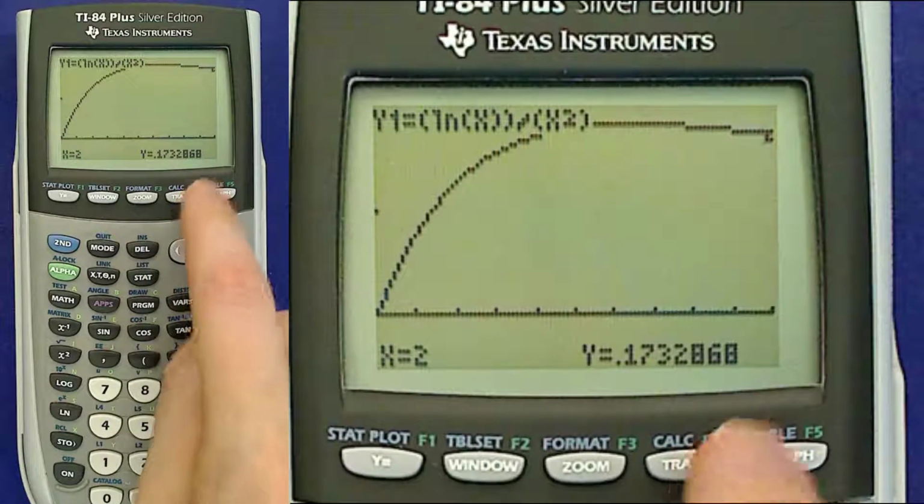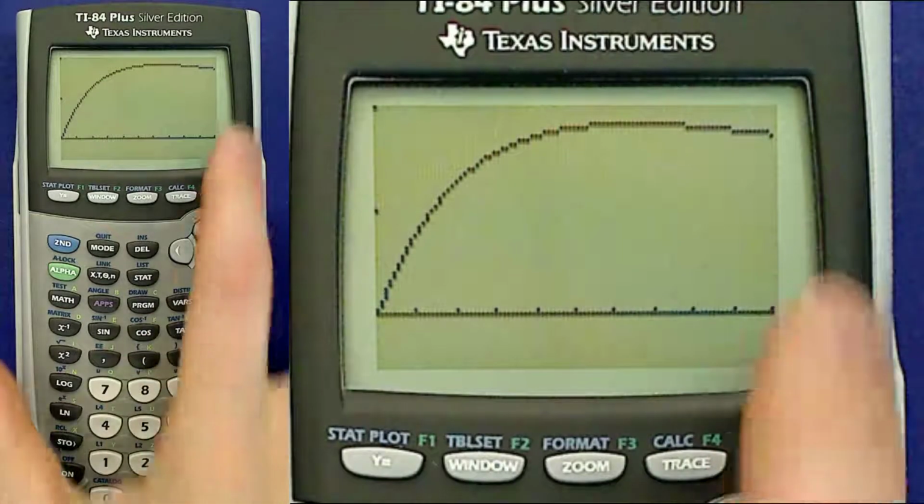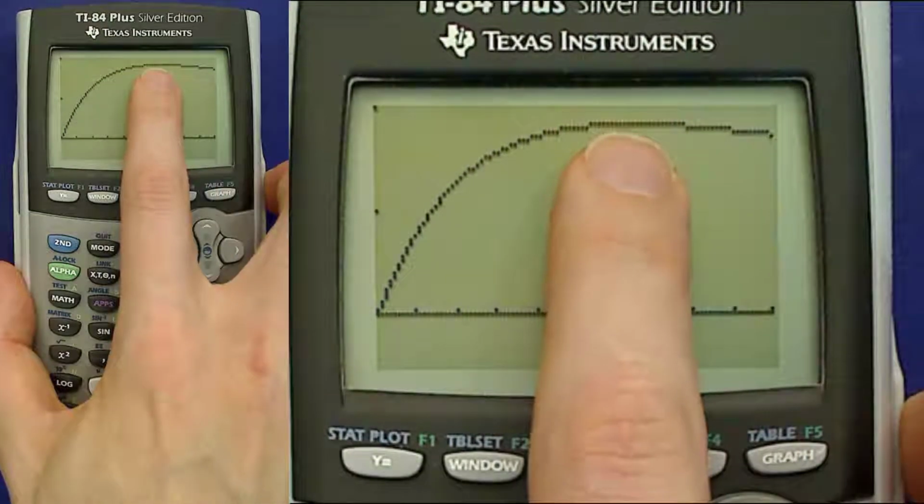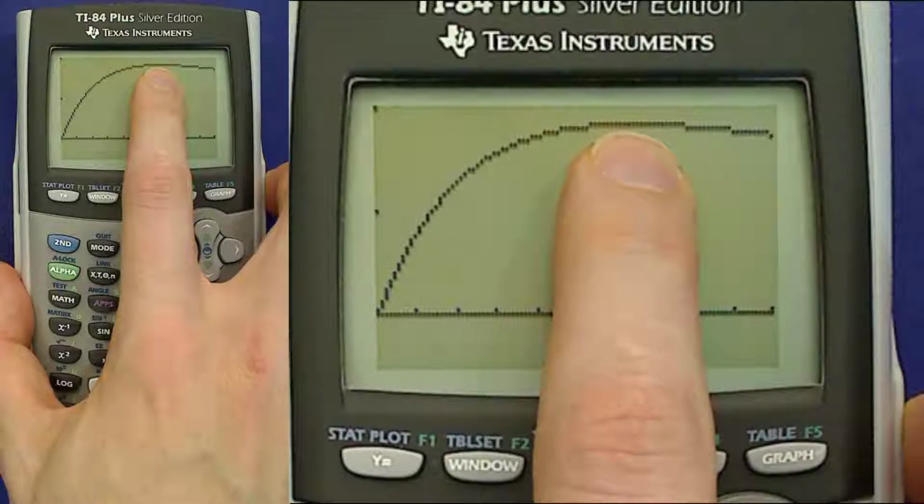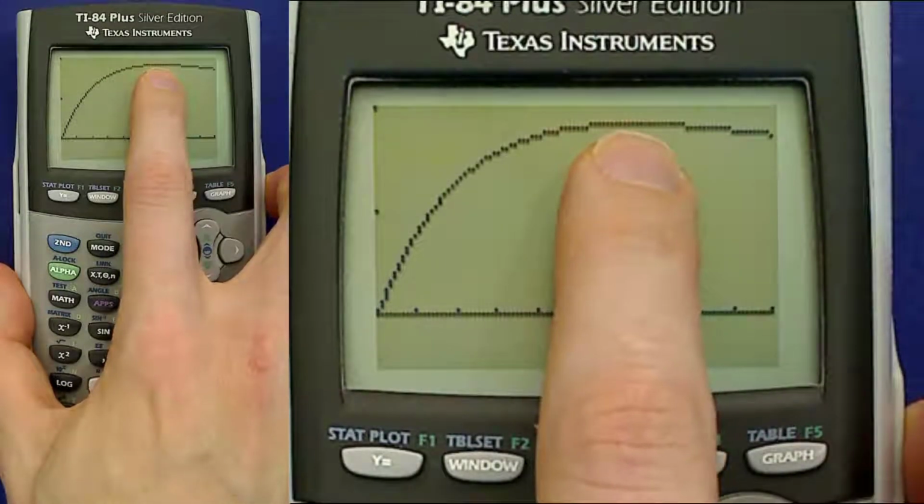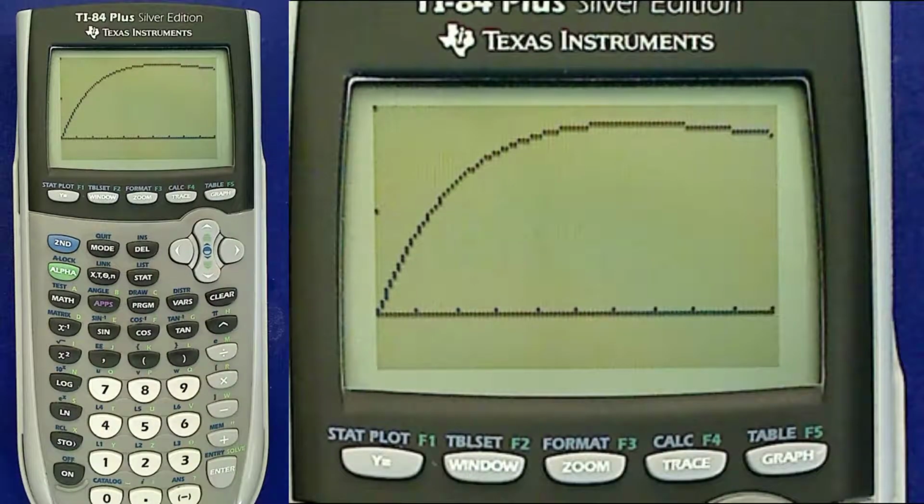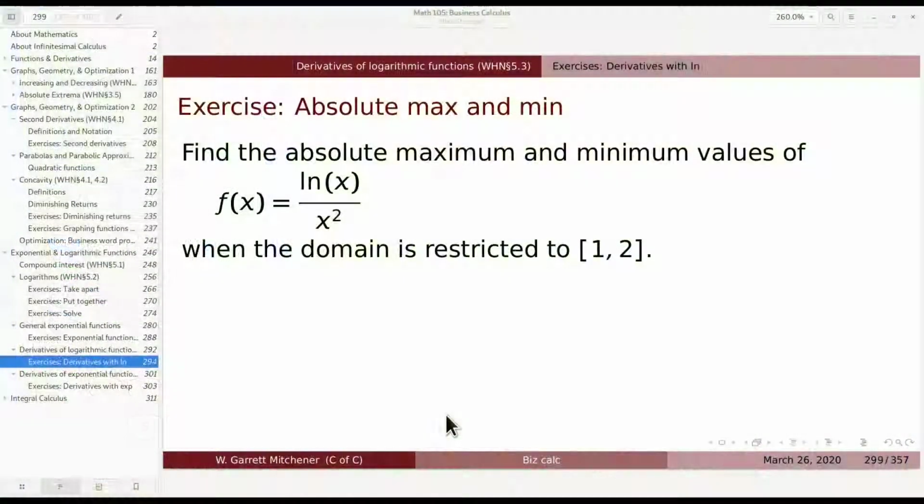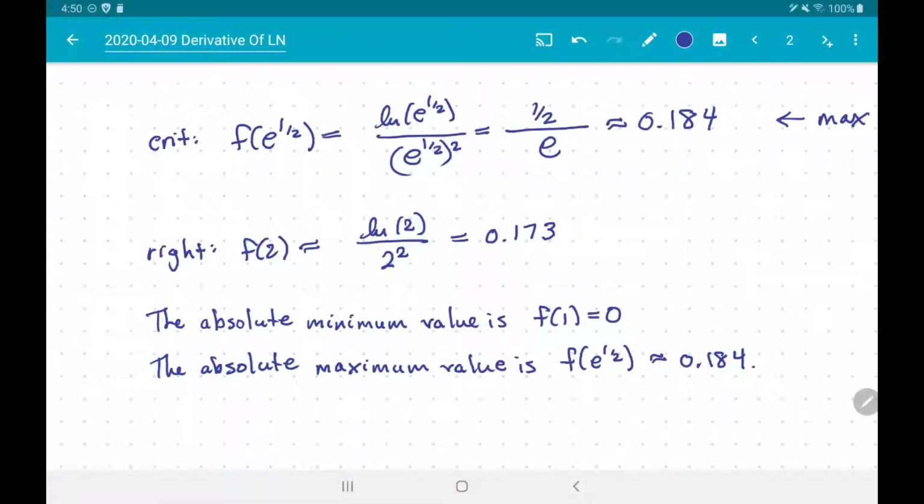Now, just so that it's clear, the absolute maximum ought to be somewhere in there. It's not exactly clear which pixel is closest, and even then we'd only get an approximation. So it's good that we have these algebraic techniques for finding an absolute maximum and minimum value. So again, here is the problem, and our final result is right there.